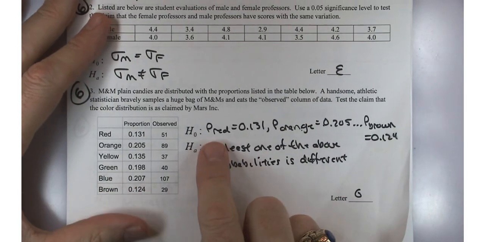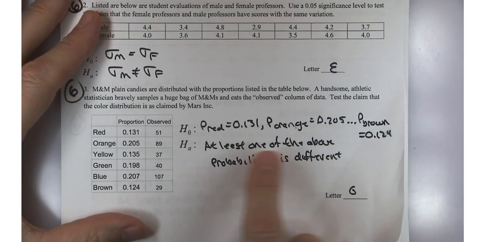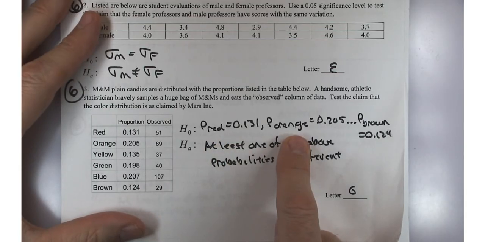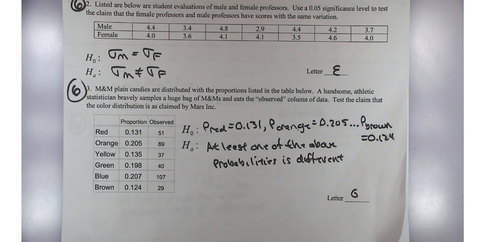And that's fine. But if these are different, then you shouldn't be saying that they're all equal. And there were enough people that did that on this first one that said they're all equal. They're not. You should be listing that piece of red is 0.131, piece of orange, etc. So be careful about that when you're doing your null and alternative hypothesis stuff.